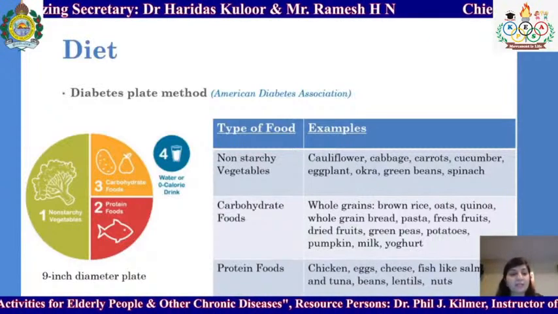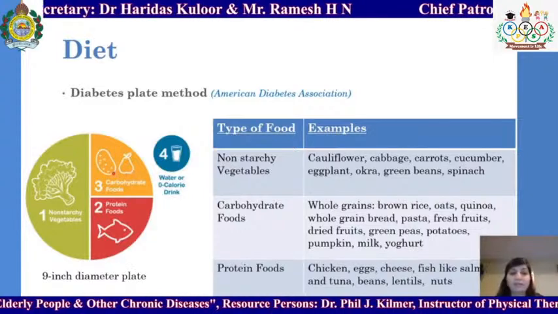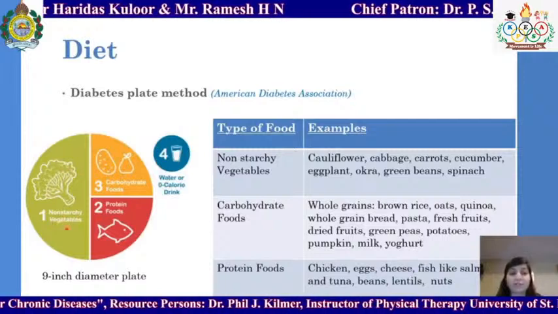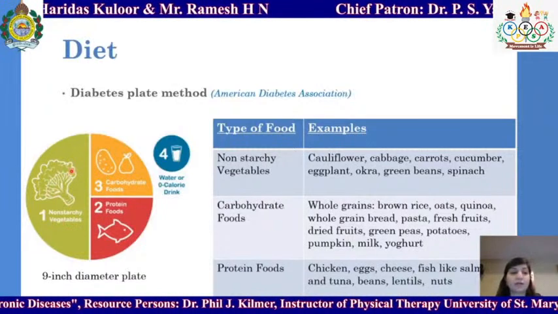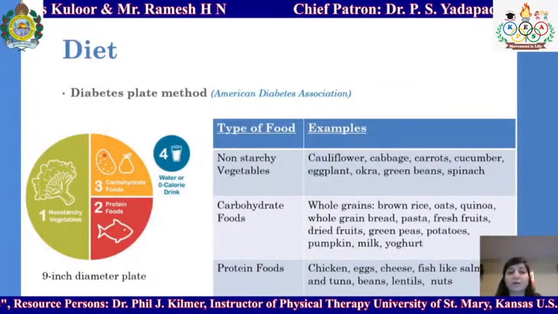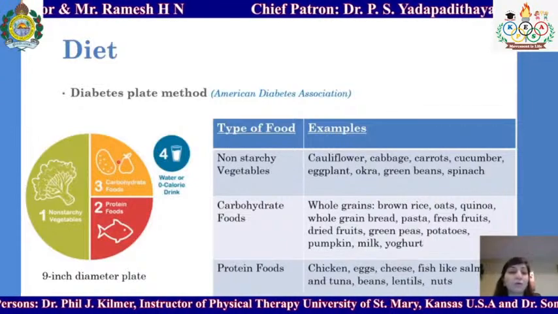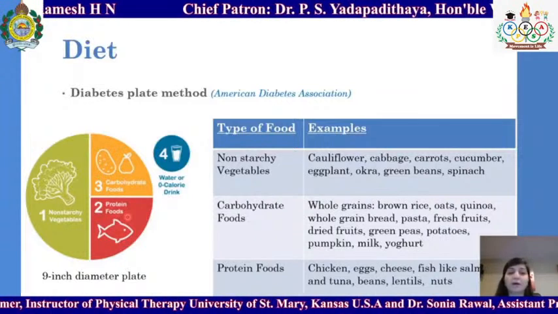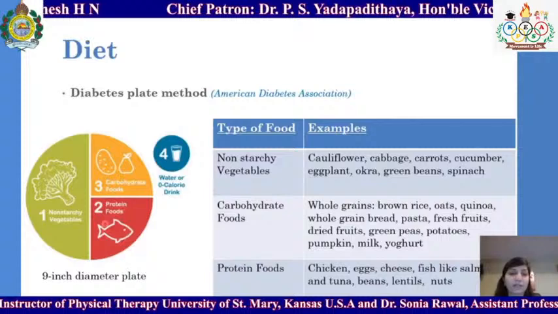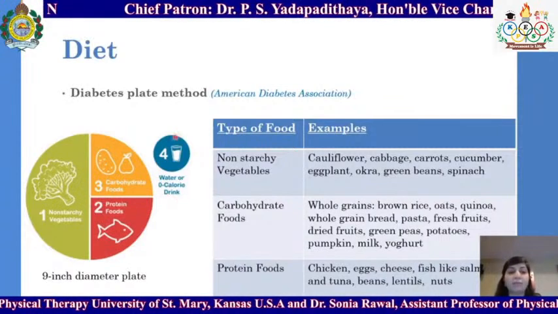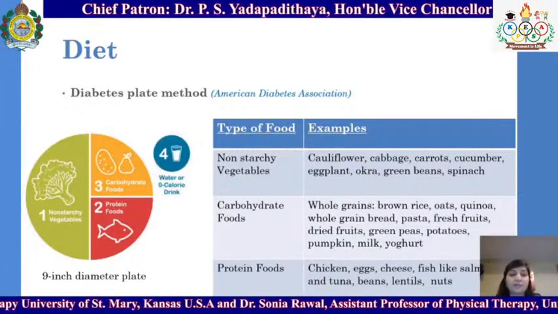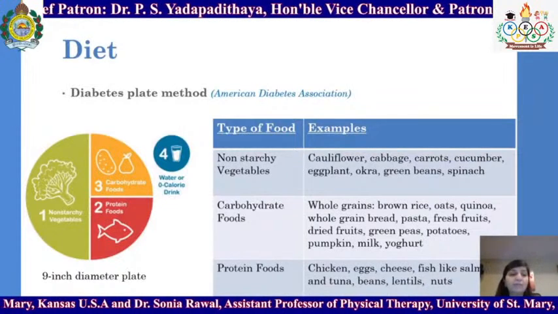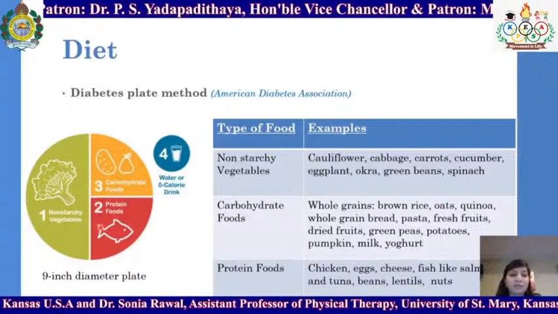They say you should start from a plate of about 9-inch diameter, and on one half of the plate have non-starchy vegetables, vegetables that do not have a lot of carbs. Then have a quarter portion of carbohydrates, preferably whole foods, so that they have complex carbohydrates rather than simple carbohydrates. And then have a quarter portion of protein. Along with that, have a low calorie drink or preferably water. So this method allows you to not worry too much about counting each and every calorie in every food. You could just divide your plate into these three sections and put the food accordingly.